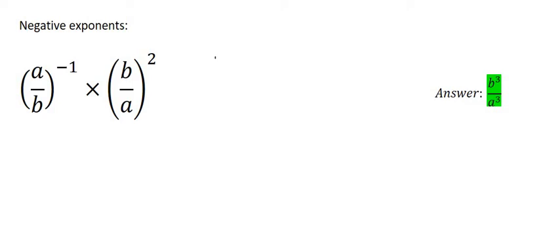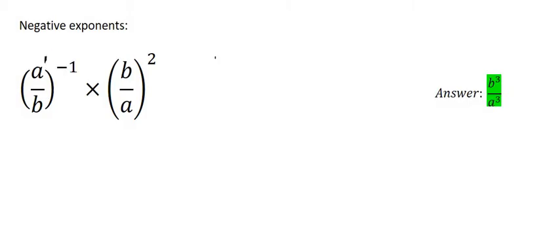Let's practice a question on negative exponents. Looking at this first part, all you need to do is realize that this minus 1 over here is going to be for the a, and it's going to be for the b at the bottom. The a currently has an exponent of 1.